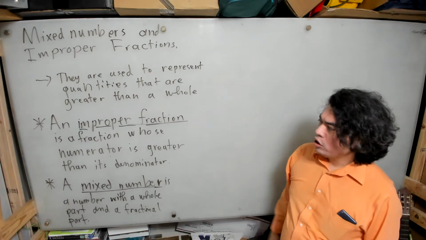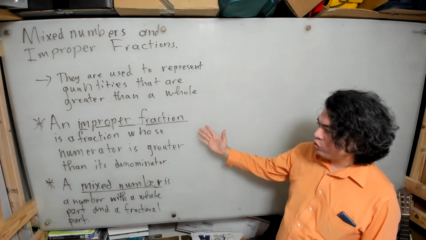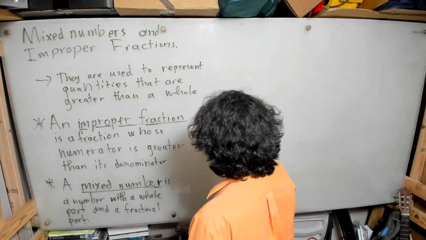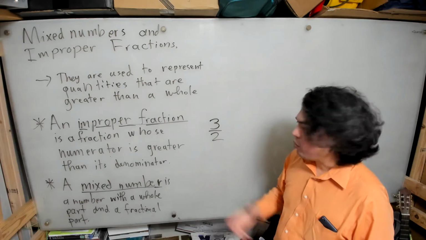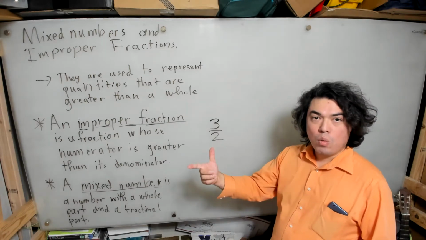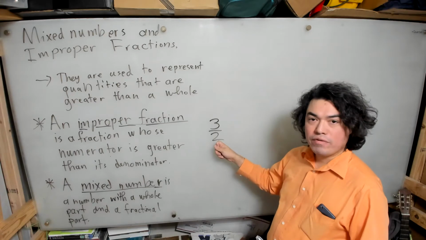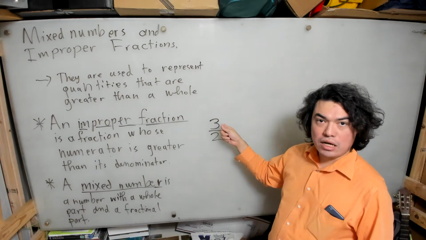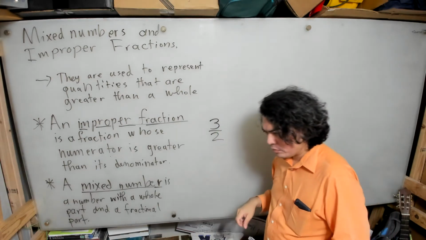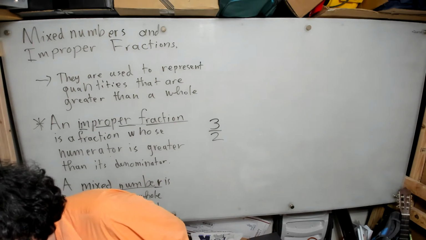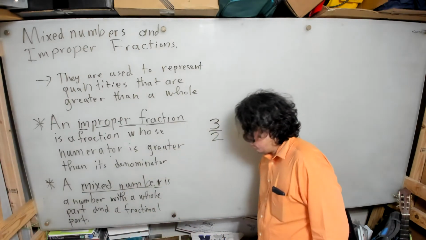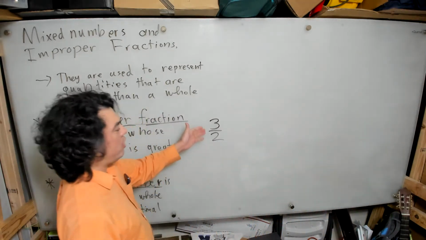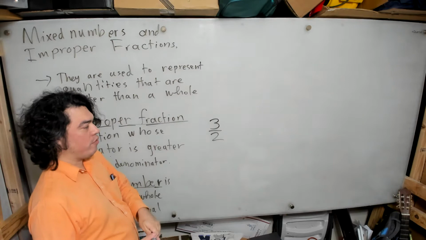For example, an improper fraction is a fraction whose numerator is greater than its denominator. So if I have the fraction 3/2, this is an improper fraction. If we think back to what we meant by a fraction, we would divide the whole into the number of pieces specified by the denominator, and the numerator would tell us how many pieces are represented by the fraction. In this case, a whole would be sliced into two pieces, and this fraction would represent three of those pieces.